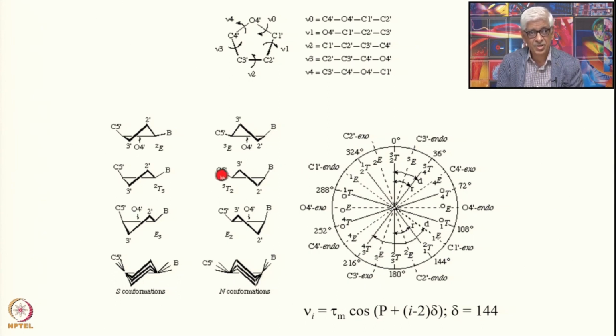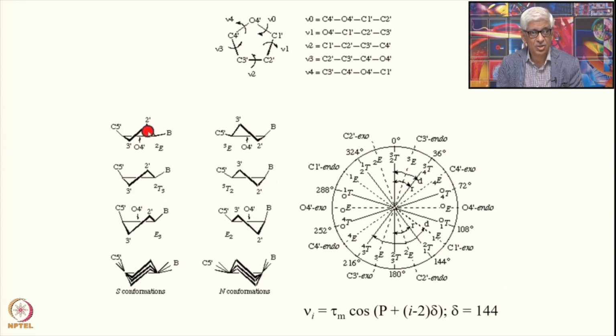And here you see, if you make a plane of a particular thing, put the 3 atoms in a plane, C1 prime, O4 prime, C4 prime, if you put them in a particular plane, what is the disposition of the 2 prime and the 3 prime atoms with respect to that plane? Then you will get different structures, and the C4 prime is always on one side. So you get different kinds of structures for the sugar ring.